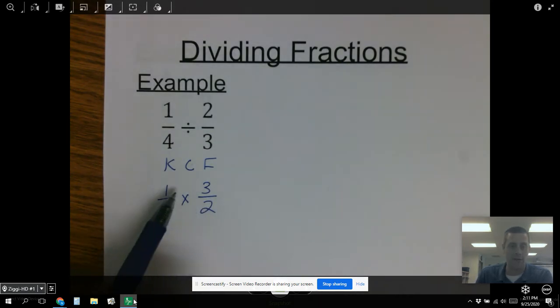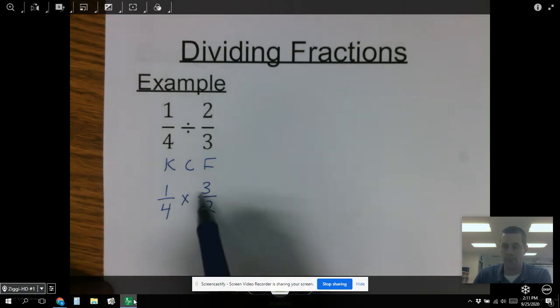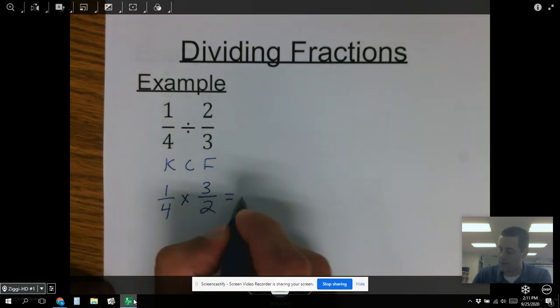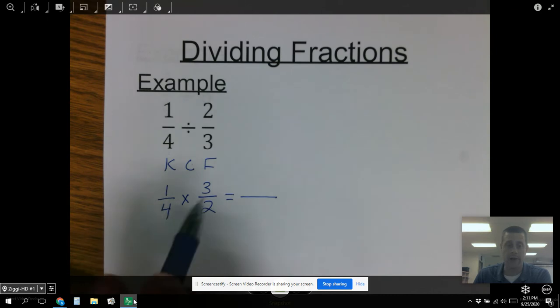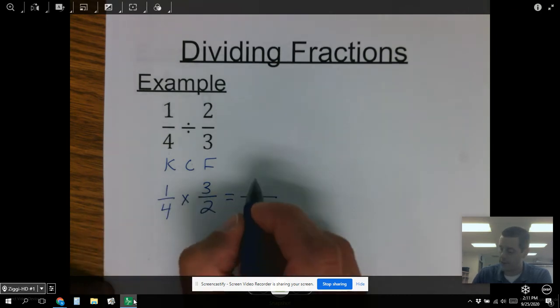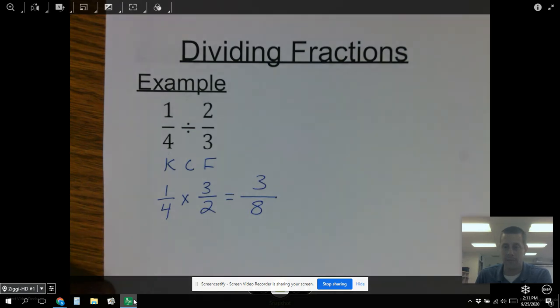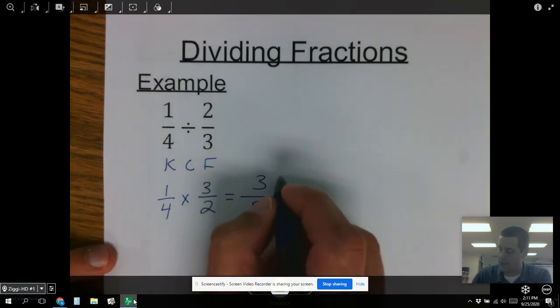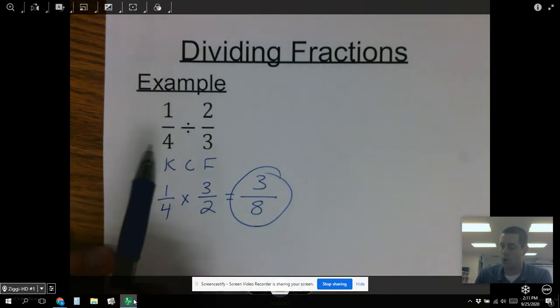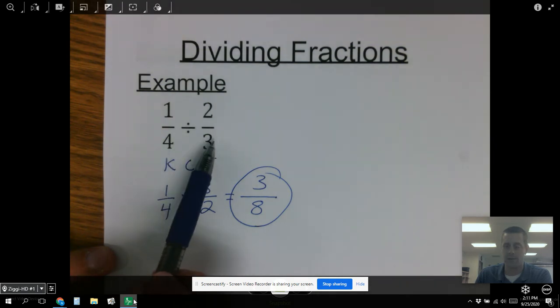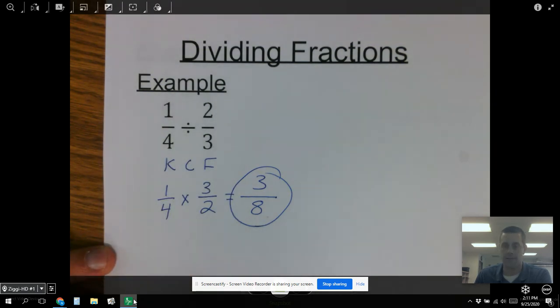Check your diagonals for anything you can simplify. 1 and 2 have no common factors. Same with 3 and 4. So we are ready to multiply through. Numerators across the top. 1 times 3 is 3. 4 times 2 is 8. 3/8 is a proper fraction, cannot be reduced any further. And that is our answer. 1/4 divided by 2/3 equals 3/8.